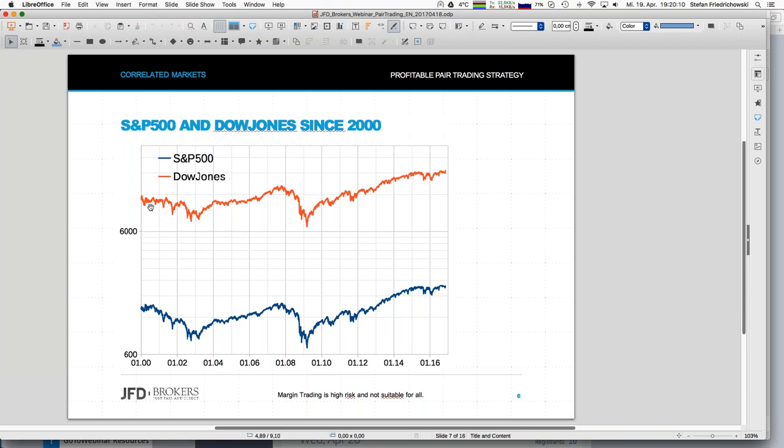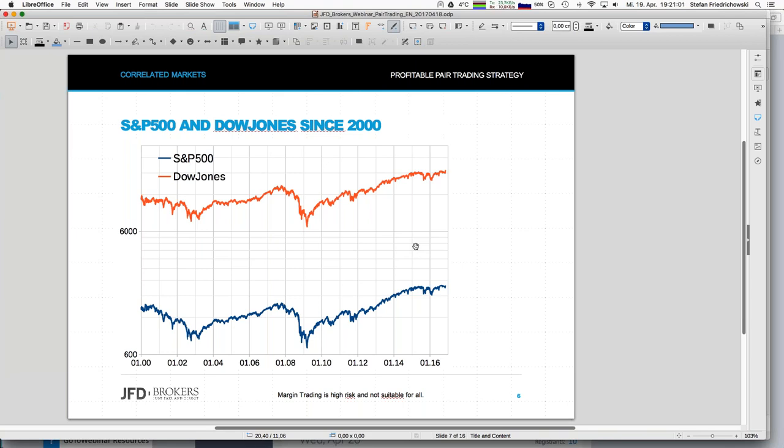Nevertheless, what we can see here is that the overall behavior for the last 16 years is quite similar between those two underlyings. You can see that all the spikes downwards or upwards are more or less at the same point in time, and you have two kinds of price behavior which are nearly identical. And of course they should be more or less identical, but the story behind the identical behavior between S&P 500 and Dow Jones is by far not as strong as compared to Brent and WTI.